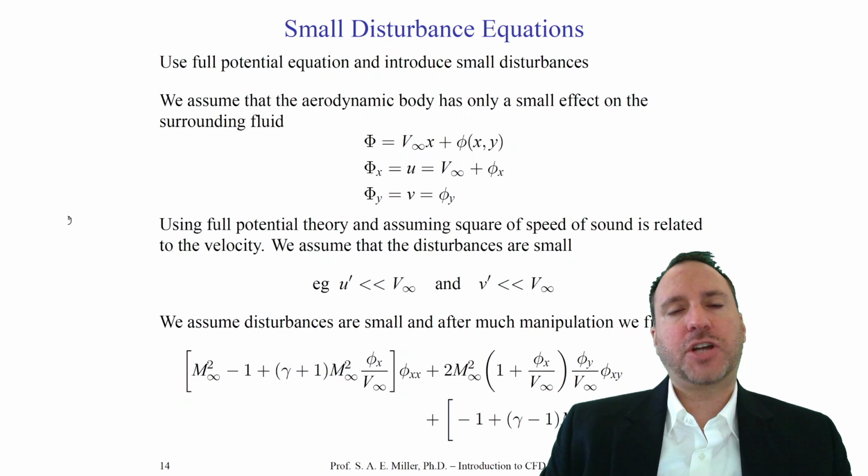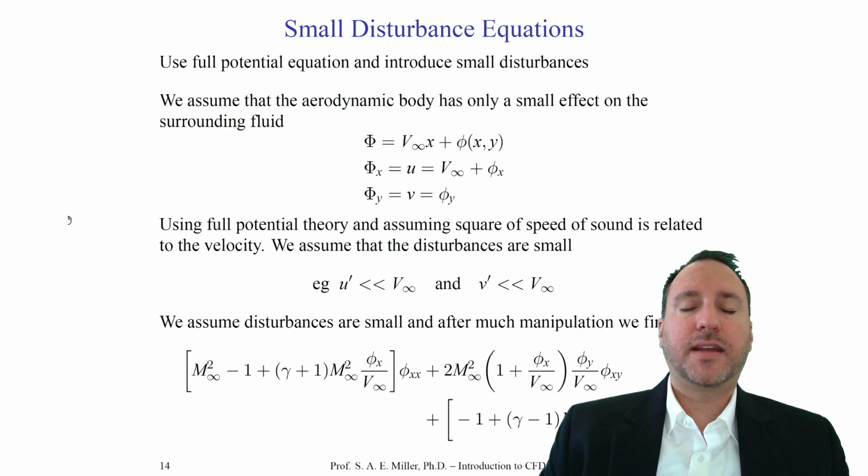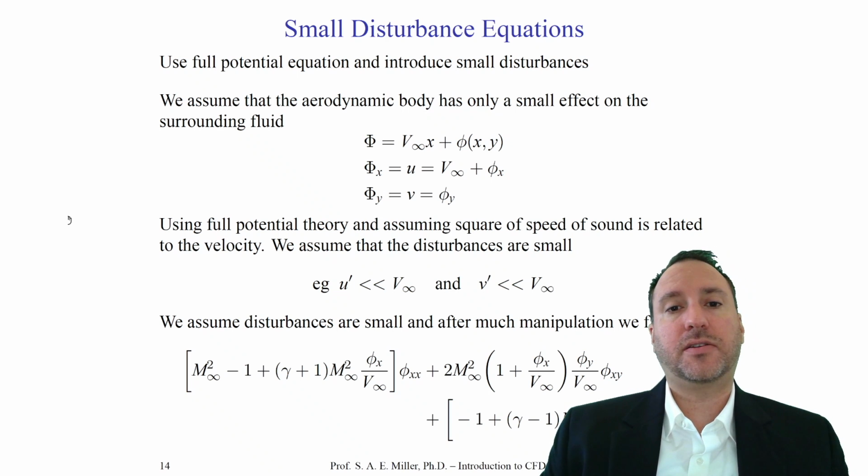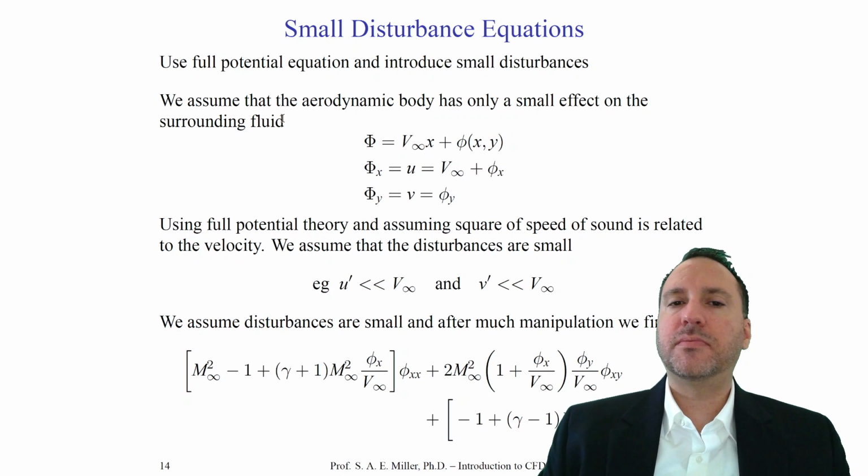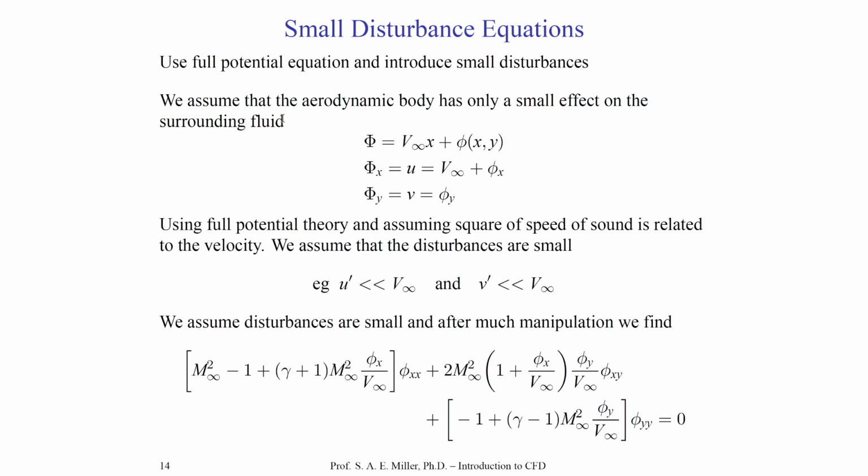Let's now make another reduction. Say we use the full potential equations and say that there's only small perturbances in the flow about some ambient value. We call these the small disturbance equations, and they can be valid over any type of Mach number as long as the disturbances or the flow variables are only a tiny bit away from the so-called base flow. Here the base flow might just be some ambient velocity or Mach number. We'll assume that the aerodynamic body has only a small effect on the surrounding fluid.